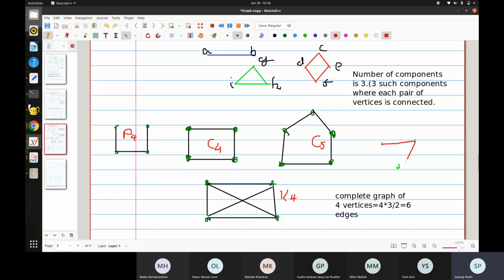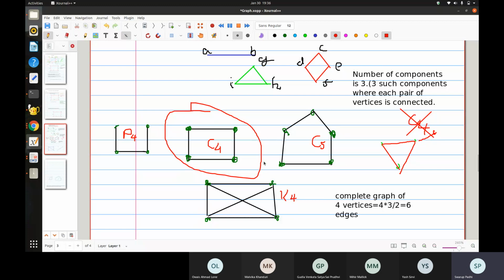So it doesn't mean that we take four vertices and construct something like this and this becomes C4. No, this is not C4. This is C4, because all the vertices should be involved in the cycle. You have to construct a cycle, and only one cycle in the entire graph, which consists of all the vertices. So this is C4 and this is C5. Similarly, you can construct C6, C7.